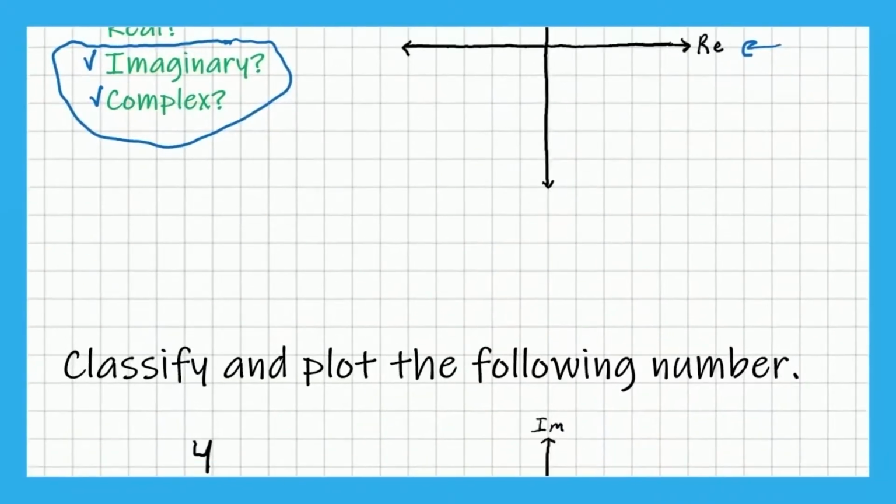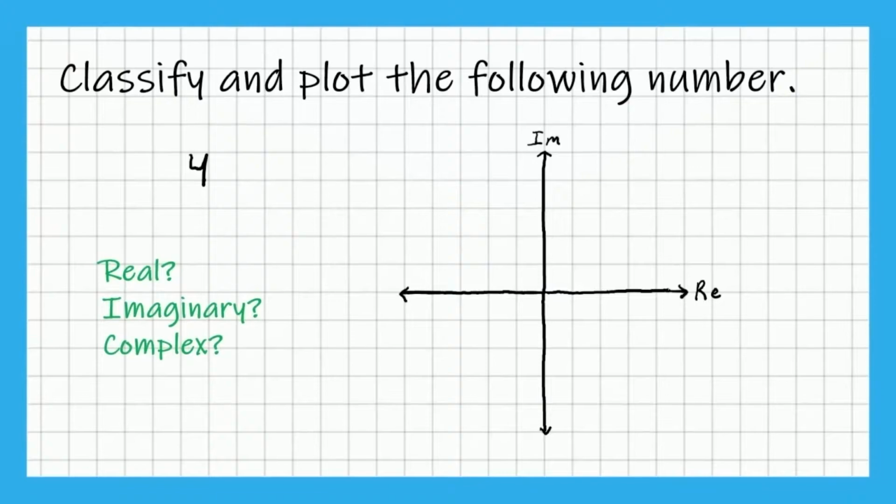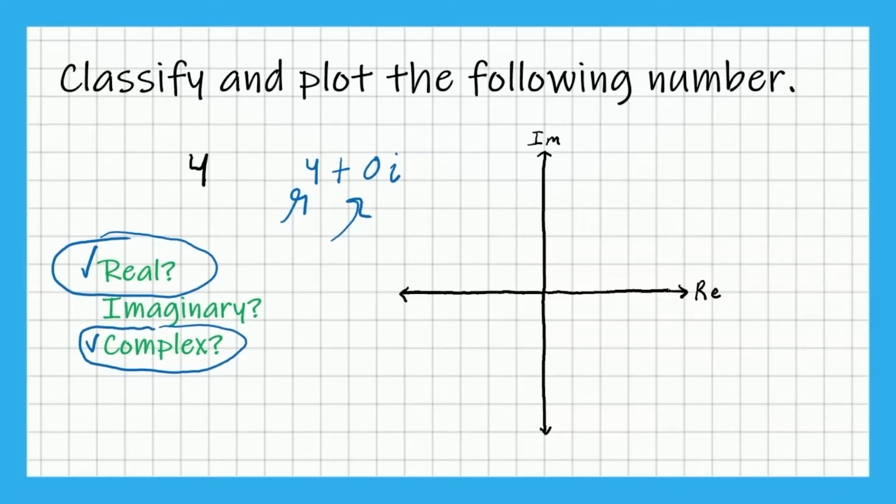All right, let's do one more example here. Same instructions, we need to classify and plot the number 4. To find out if this is complex, can we write this as a plus bi? Yes, we could, because we could rewrite this as 4 plus 0i. a is 4 and b is 0. So we can write it as a plus bi, which means that this is complex. Now, is this real? Yes, it is, because there's no imaginary unit being multiplied here. So this is also real, and therefore it is not imaginary. So this is classified as both real and complex.